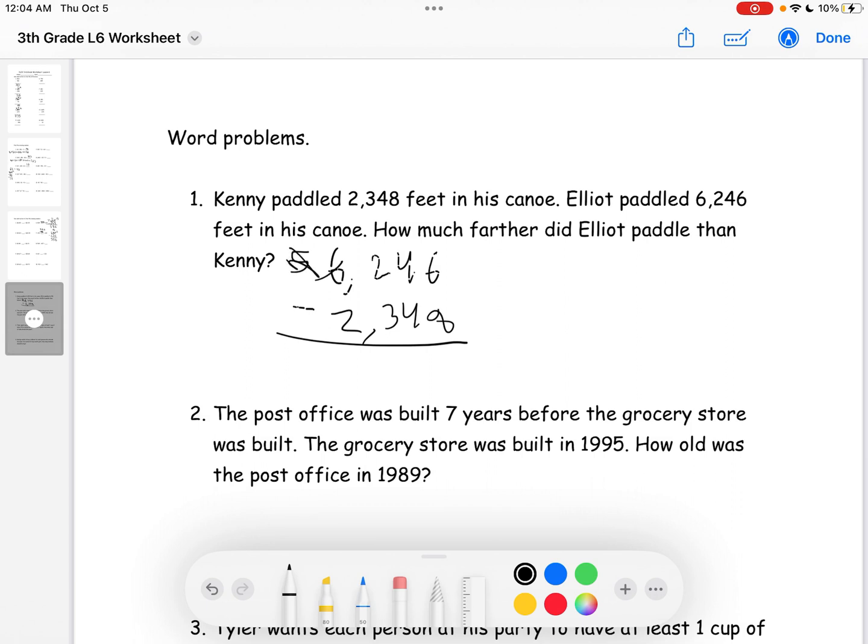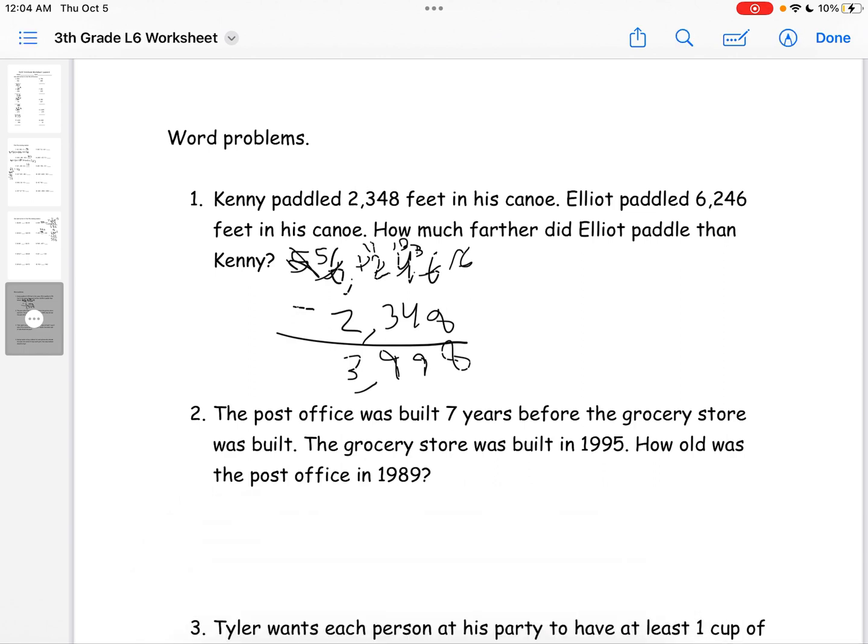Actually, we won't do it that way. We'll just start off with this. So we change this to a 3, change this to a 16. 16 minus 8 is 8. 3 minus 4, we can't do that. Change this to a 1. Change this to 13. 13 minus 4 is 9. And then we can't do this, so change this to a 5. And then change this to 11. 11 minus 3 is 9. And then 5 minus 2 is 3. So the answer to question 1 will be 3,998.